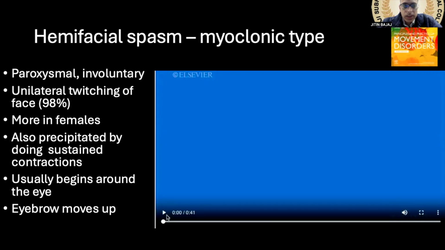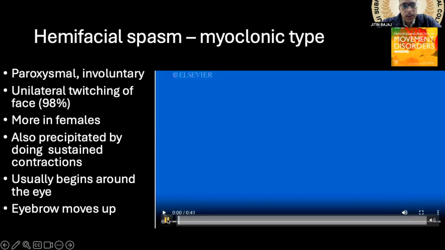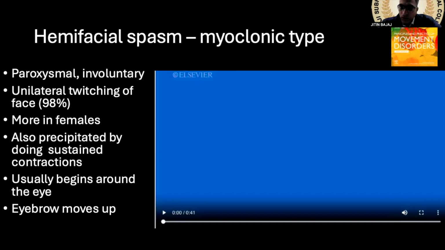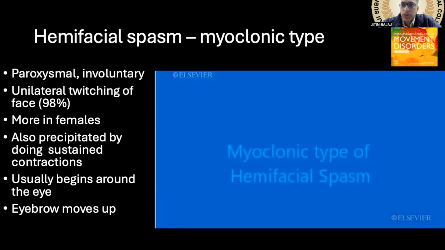It usually begins around the eye and then spreads to the rest of the face. Very importantly, the eyebrow moves up in this condition, because of the frontalis taking the eyebrow up. Hemifacial spasm can be of the myoclonic variety, and it can be of the tonic variety.